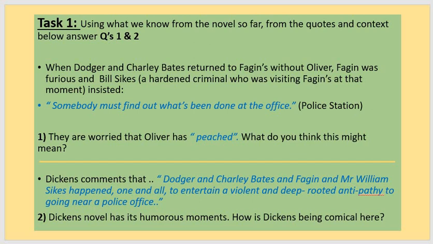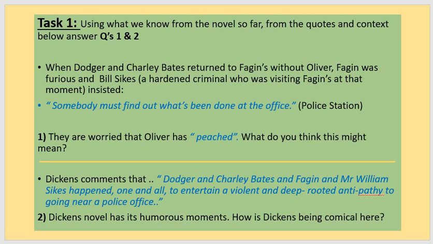Dickens' novel has its humorous moments. How is Dickens being comical here? So the part that I want you to think about is Dickens comments that Dodger and Charlie Bates and Fagin and Mr. William Sikes happened, one and all, to entertain a violent and deep-rooted antipathy to going near a police office. So an antipathy is basically a very strong aversion to something.